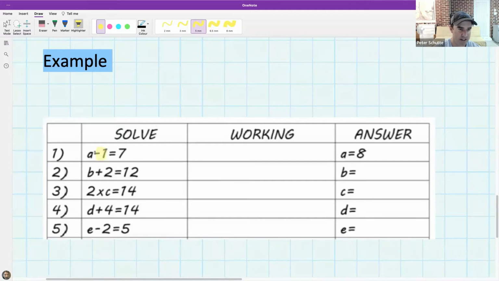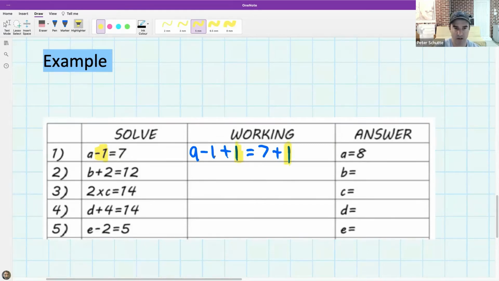The operation that is getting in the way, that's stopping me from getting a, is the minus 1. So I ask myself, what is the opposite of minus 1? It's plus 1. So I rewrite my equation and I write a plus 1 next to the minus 1. But I don't stop there. If I stop there, I'd be wrong. I need to add 1 to both sides. Otherwise, I've unbalanced my equation.